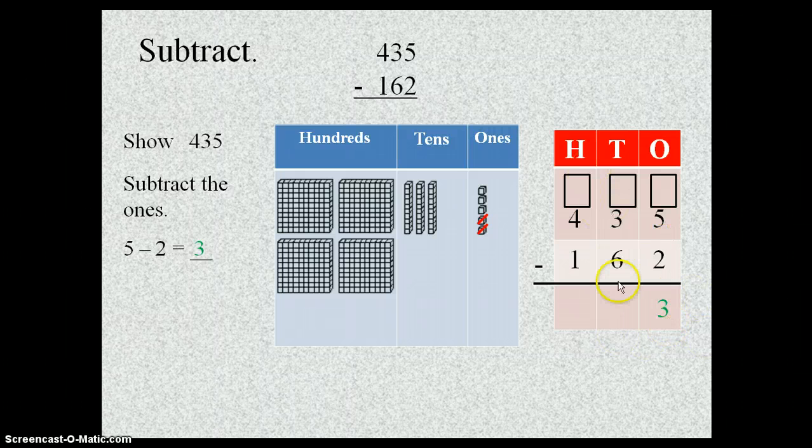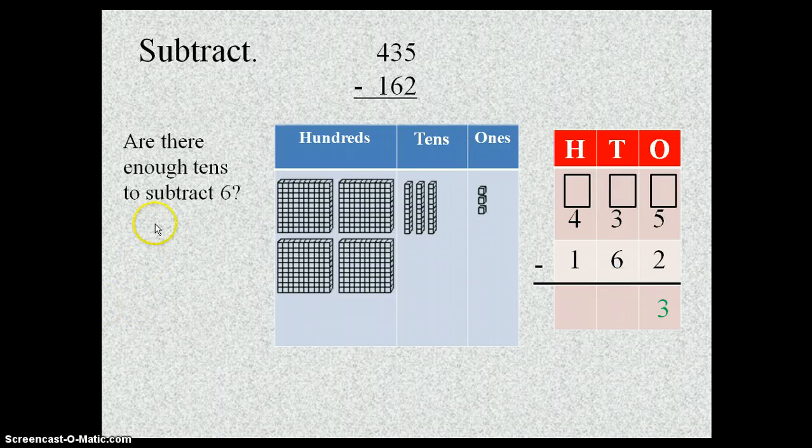Now we're going to subtract the tens. Step 3, repeat. So we're going to go back up and think, do we have enough tens to subtract? Well, the number I have on top is 3 and they want to take away 6. Is that going to be enough? Are there enough tens to subtract 6? If you said no, you're right.